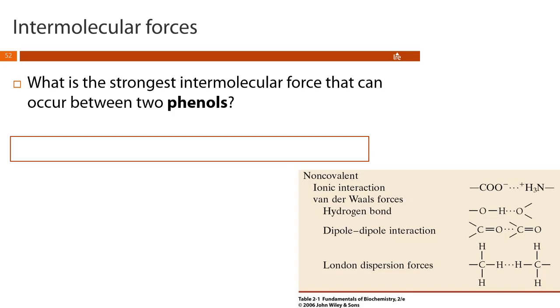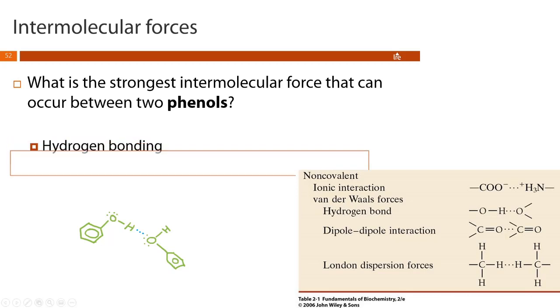Okay, so let's draw our first phenol, and let's look at our table of non-covalent forces. So the strongest is the ionic bond, but we can't have an ionic bond between two phenols because there's no ions here. There's no charges. So we can go and cross that off. Can we make a hydrogen bond between a pair of phenols? So a hydrogen bond requires both a hydrogen bond donor and a hydrogen bond acceptor. And a phenol can act as either a donor or an acceptor, so we can definitely draw a hydrogen bond between two phenols. So that means the strongest non-covalent interaction that can occur between two phenols would be a hydrogen bond.